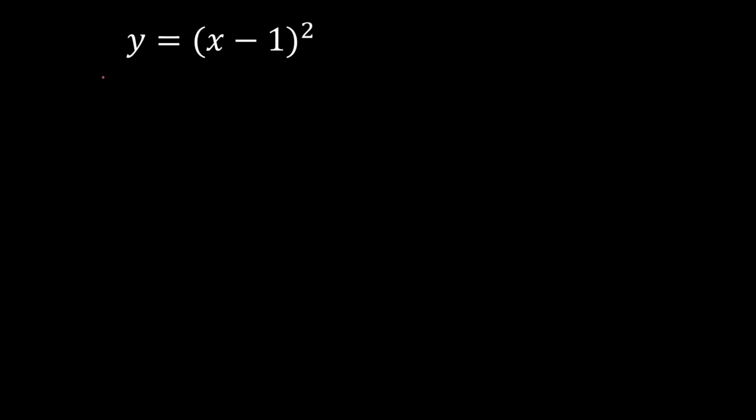Now, what if we had something in parentheses with the squared? So x minus 1 squared. Well, if you plug in some points, let's put in -3 for x. We get -3 minus 1, which is -4, squared gives you 16. -2 minus 1 is -3, squared gives you 9. -1 minus 1 squared is 4, and etc.